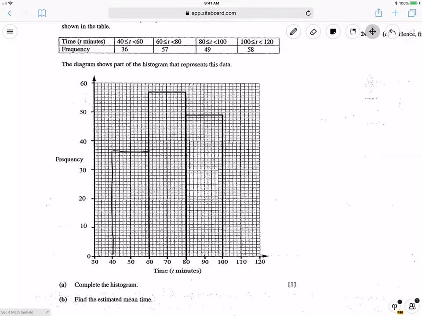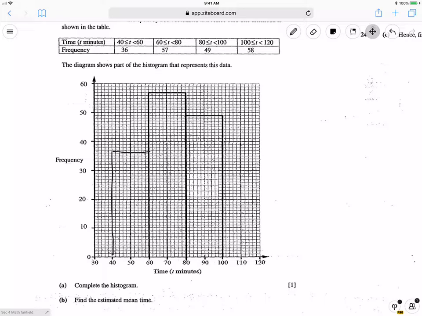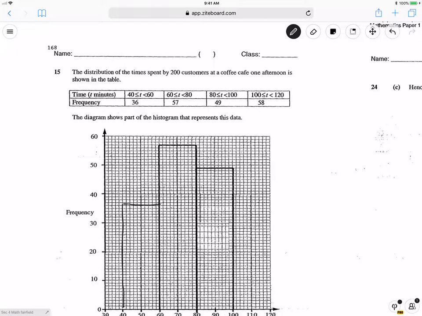Next. Find the estimated mean time. What is the meaning of mean? Average. Yes, average. How to find the average here? You have to find the midpoint. So the midpoints here are 50, 70, 90, 110. Then you multiply: 50 times 36, 70 times 57, and so on, and then take the total divided by the total frequency.